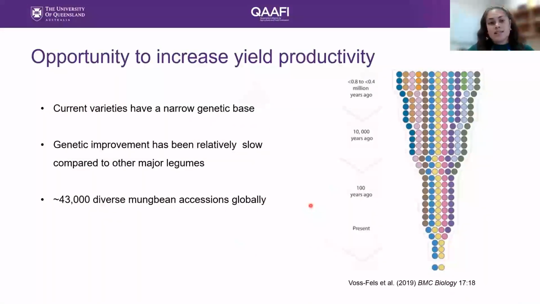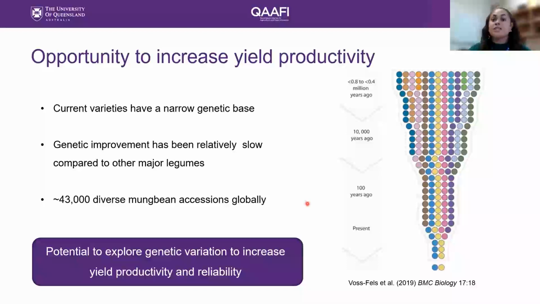However, another thing to consider with mungbean is that a lot of these current varieties have a really narrow genetic base. And so compared to a lot of other major legumes like soybean and chickpea, genetic improvement has been slow just because it's quite new, but there are 43,000 diverse mungbean accessions available globally. So that means there's a real potential to explore genetic variation in order to increase yield, productivity, and reliability.